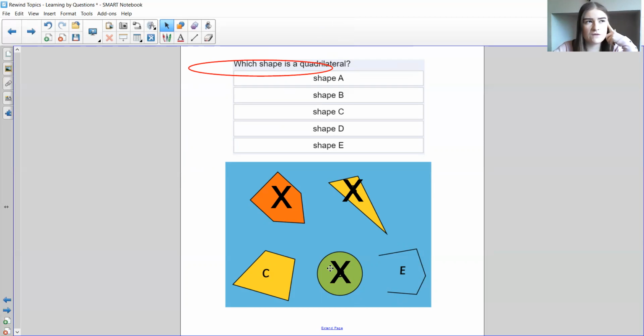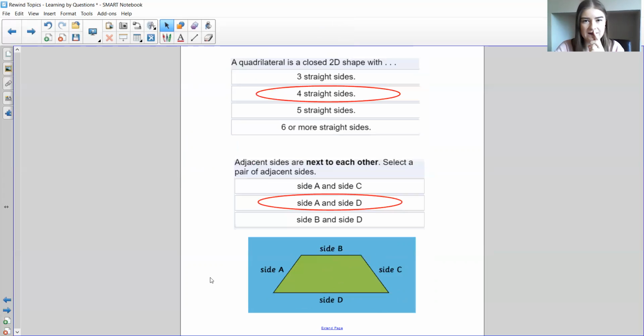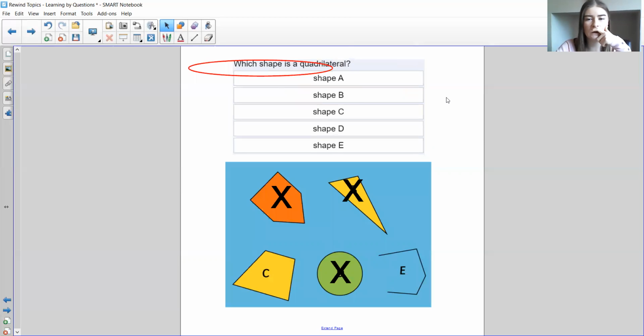Now, I remember one of the other questions saying something about closed shape. Let's go back. Oh, a quadrilateral is a closed 2D shape. I don't think E is closed. It's not complete. It's not closed. Because if it was complete, it would have another side on it, and it would have 1, 2, 3, 4, 5. We'd have another pentagon.